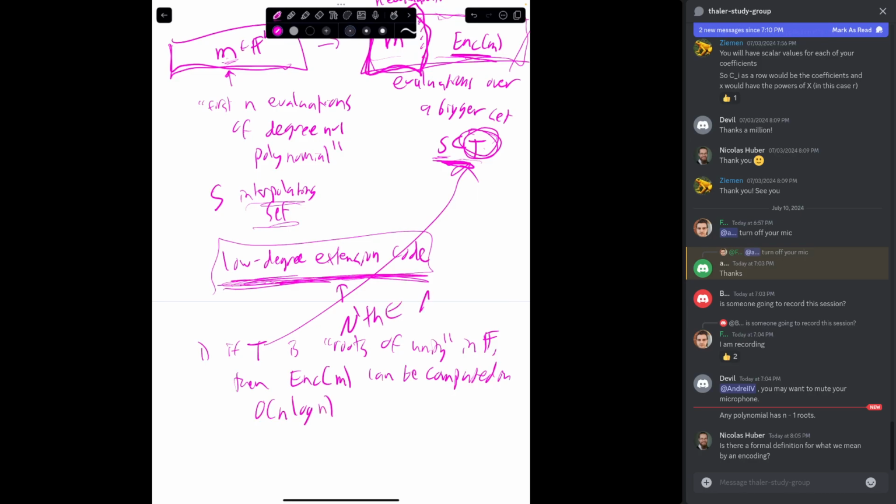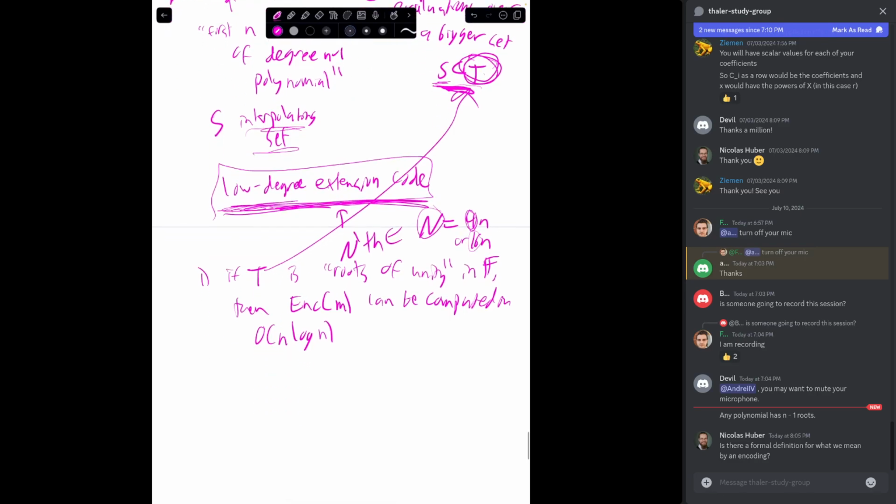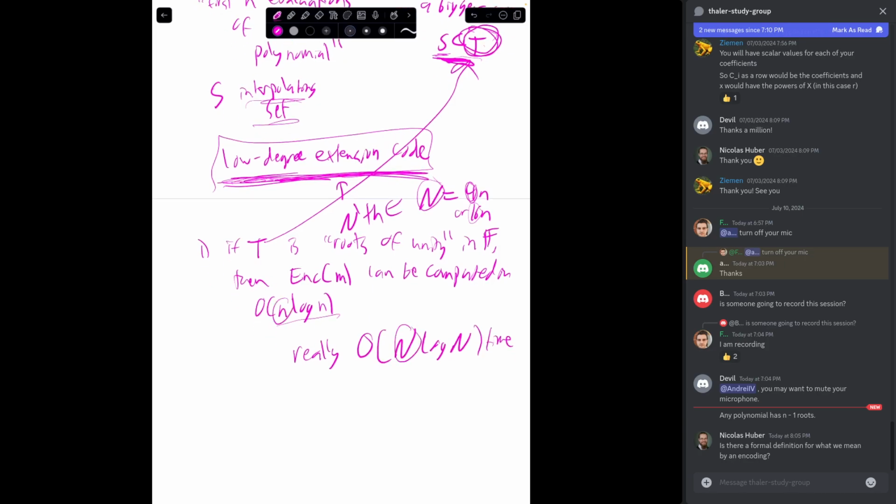Well, let's say capital N is like 4n or 16n. So it's related up to little n. Capital N is a constant factor bigger than little n. Then encoding is n log n time. I guess precisely it would be capital N log capital N time. But if capital N and little n are related by a constant factor, then that constant factor just gets hidden by the big O notation, and we can just use little n rather than capital N.